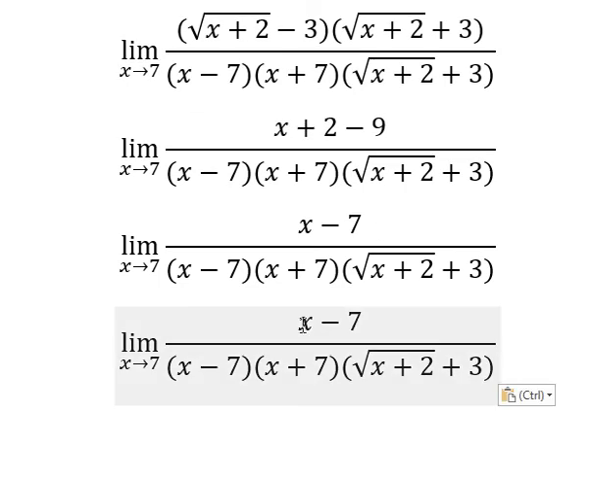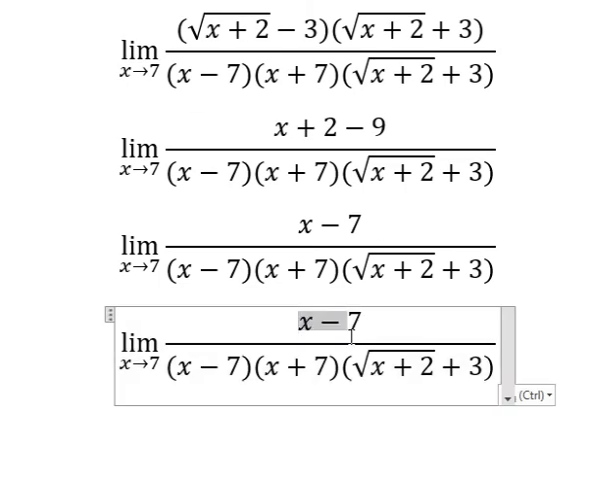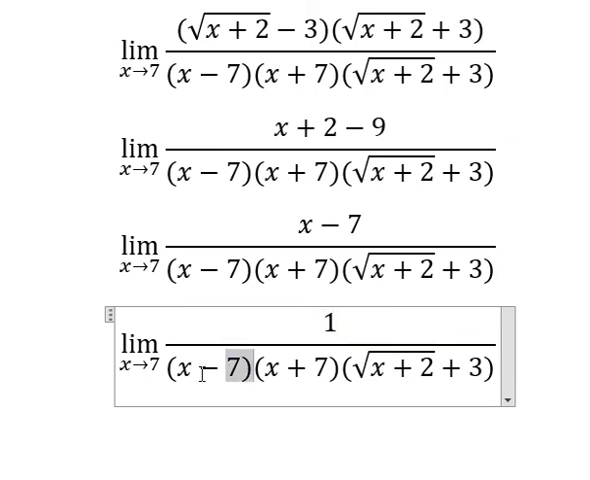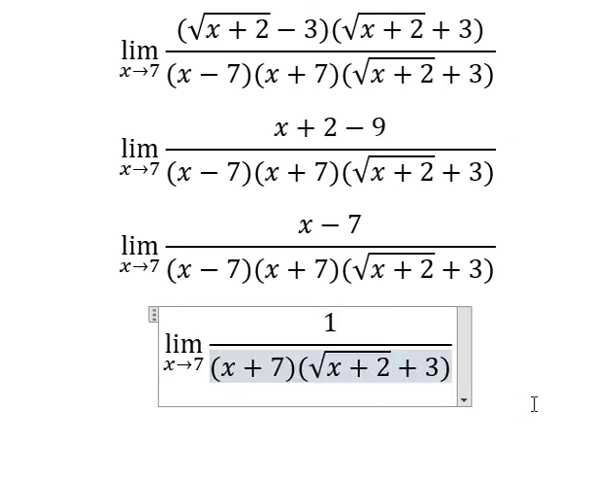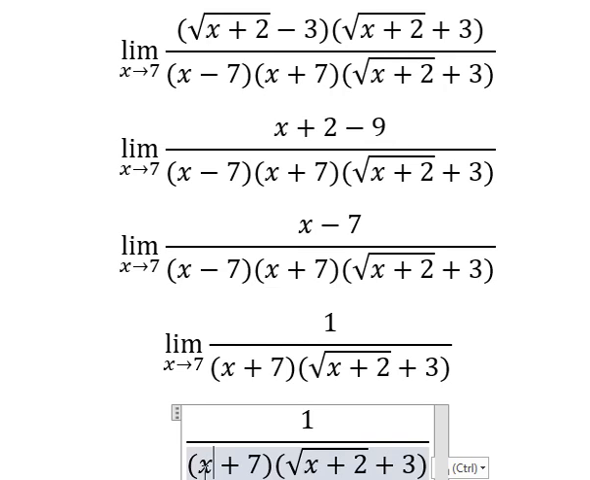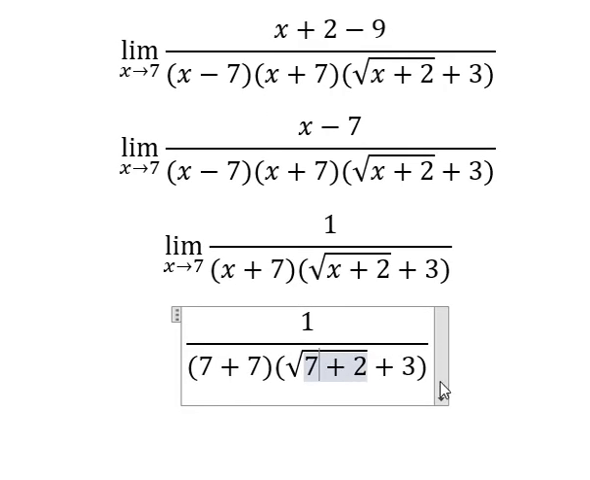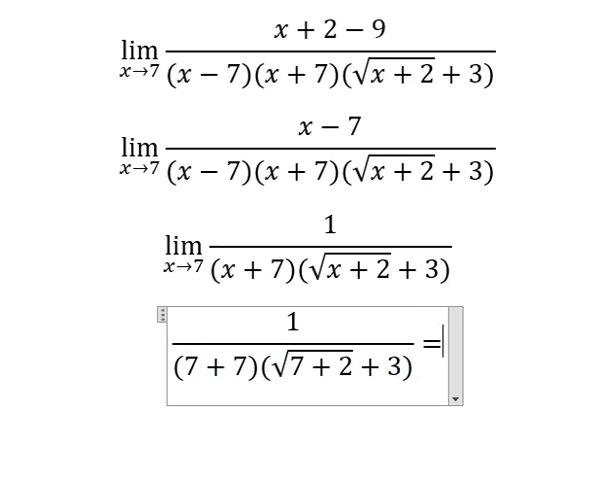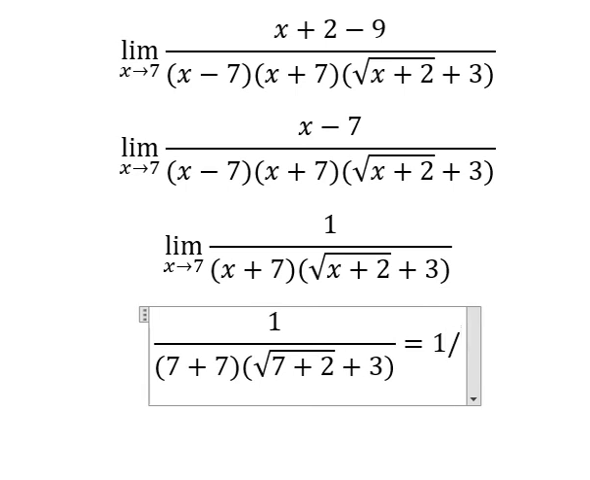And now we need to simplify on the numerator and denominator. Now I will put number 7 gone here and here. So we got the final answer. So we calculate this one. And we have 1 over 84.